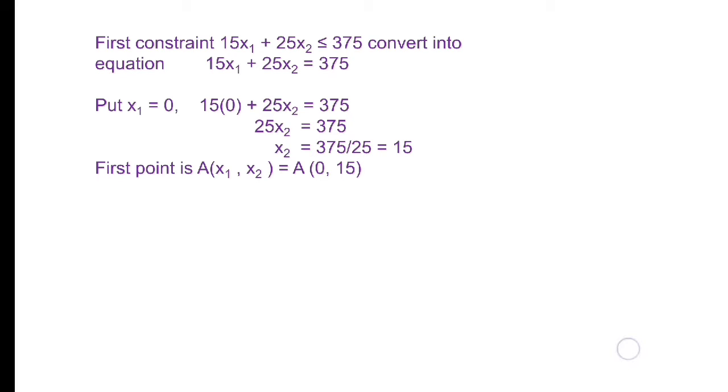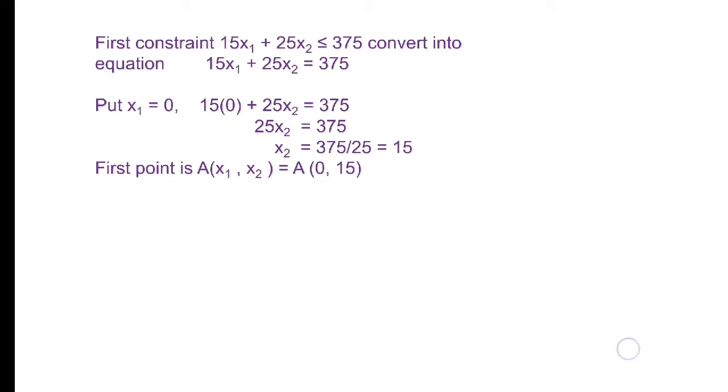Similarly, we need to find x2 equal to 0. When x2 equal to 0, if you substitute 15x1 plus 25 of 0 equal to 375, then we'll get 15x1 equal to 375. Then x1 equal to 375 divided by 15, so x1 equal to 25. Therefore, the second point is B of x1 comma x2 equal to B of 25 comma 0. There are 2 points. Each constraint will get 2 points. So the first constraint, 2 points we got.